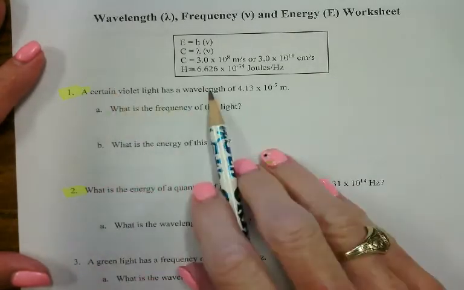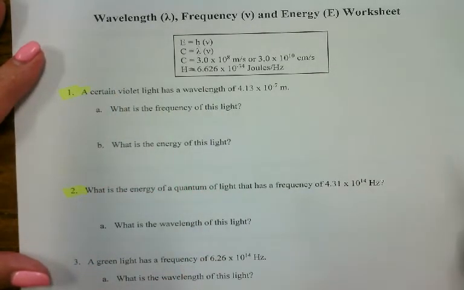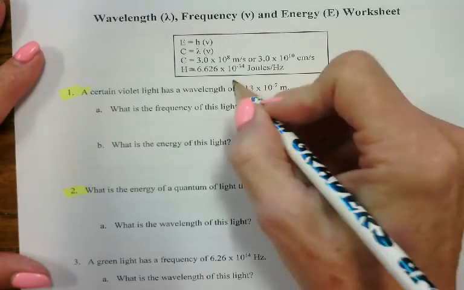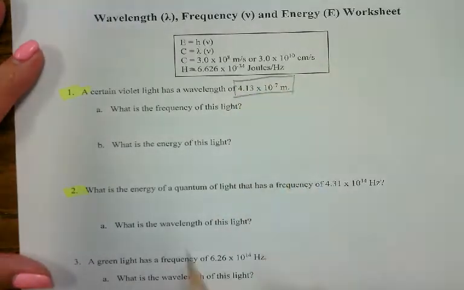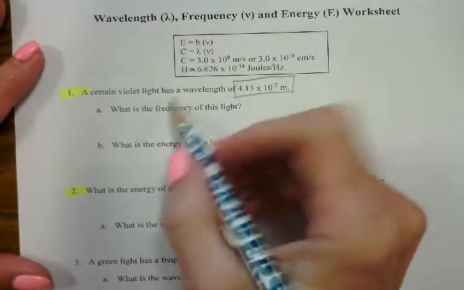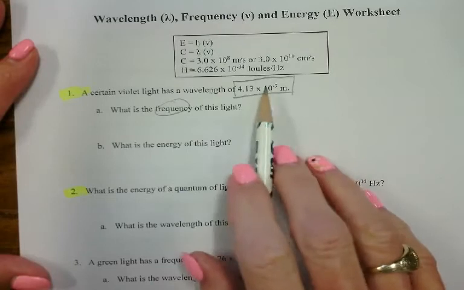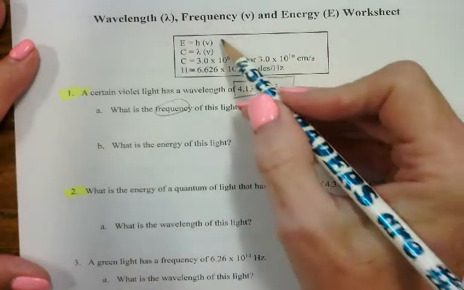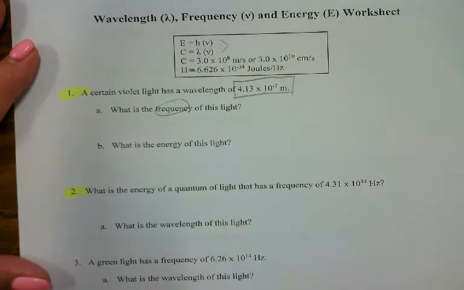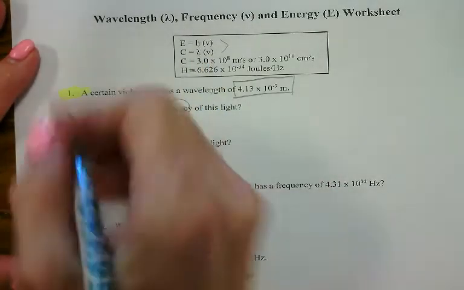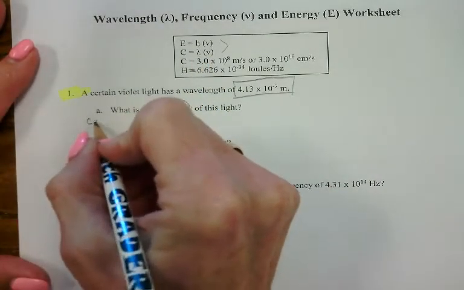A certain violet light has a wavelength of 4.13 times 10 to the minus 7th meters. That's my given. What is the frequency of this light? That's my unknown. So if I have wavelength and frequency, I go up here to these two formulas and decide which one I'm going to use. Well, this one's the only one that has wavelength and frequency. So I'm going to use the speed of light formula.